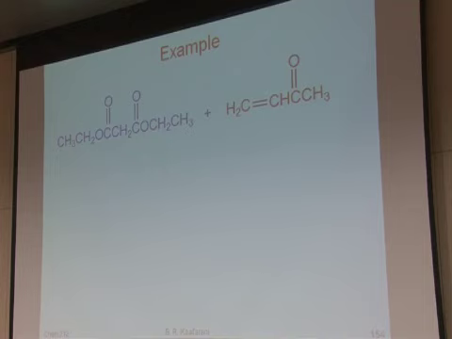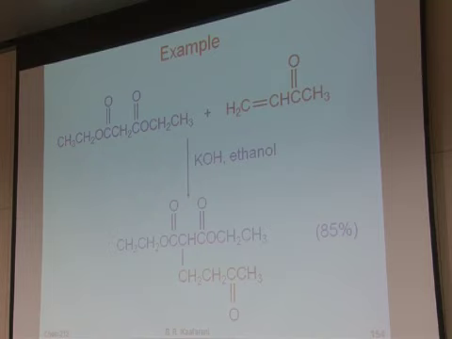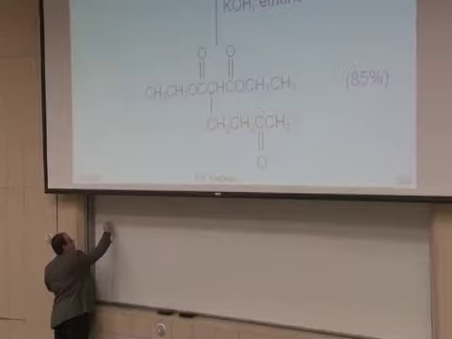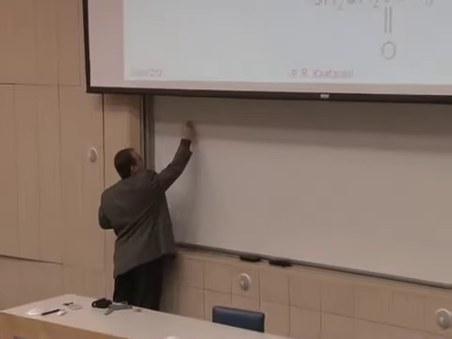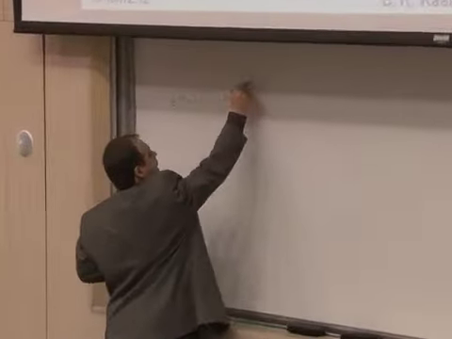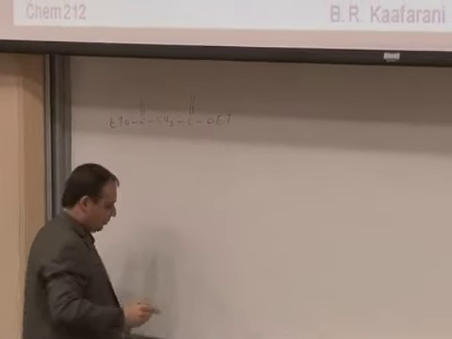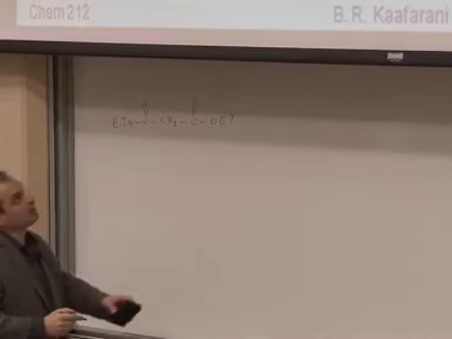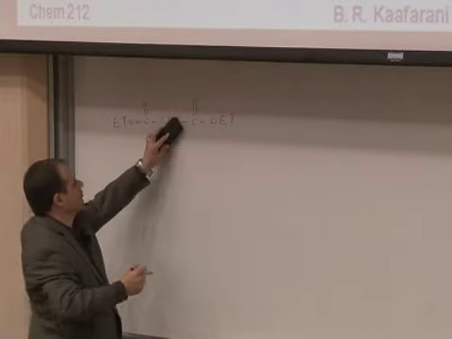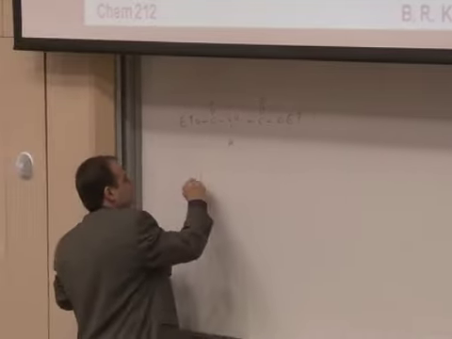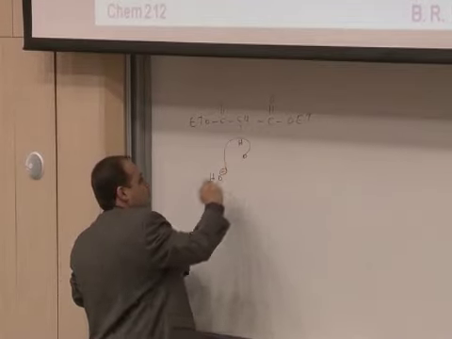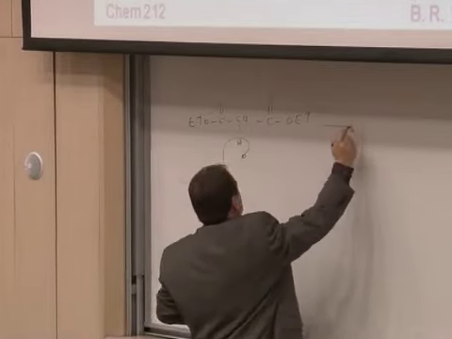It is our first example. So what we have here is diethyl malonate. You're reacting it with KOH. This is a Michael product. So I'm going to go over this reaction step by step. What you have is diethyl malonate, and you are reacting it with potassium hydroxide. So you are generating the enolate.